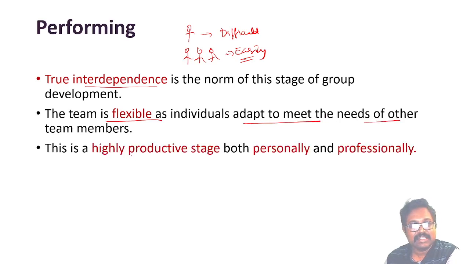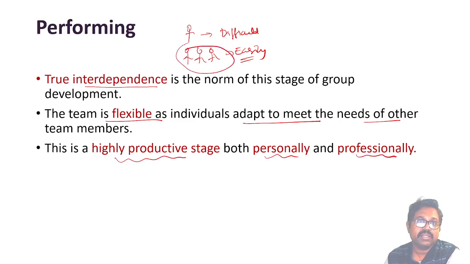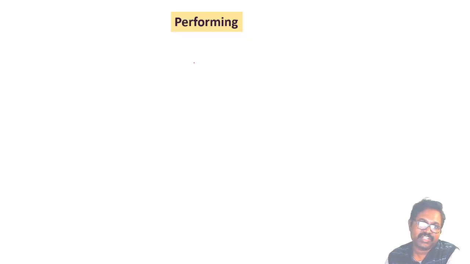This is the stage where the group will be highly productive, both personally as well as professionally. So if the team grows, the individual can grow. If the individual has to grow, you need to take care of the team members. Once the team grows, automatically the individual will grow both personally as well as professionally.